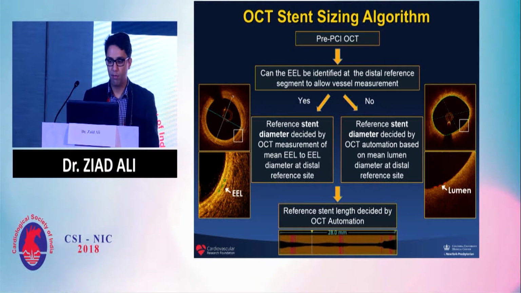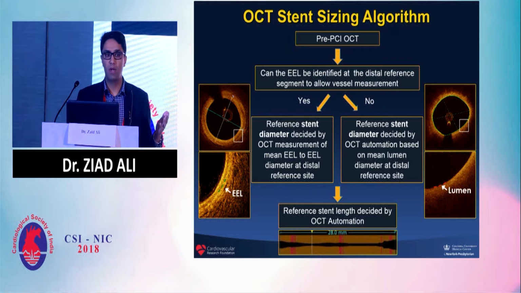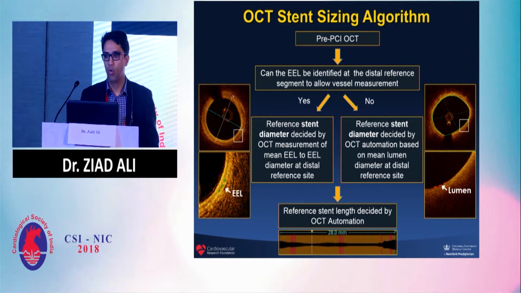This is the ILUMIEN III protocol on how to use OCT. You perform a pre-PCI OCT. Whether you need to use balloon pre-dilatation or even atherectomy to deliver your OCT catheter, it's okay, no problem. Once you've done that, you determine whether or not you can see the media or measure the external elastic lamina.